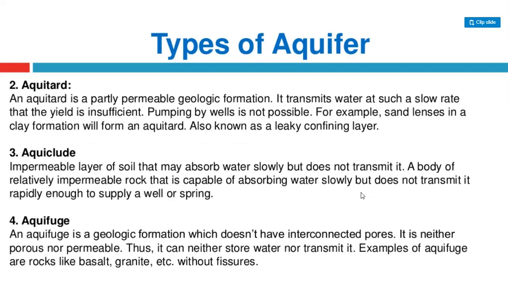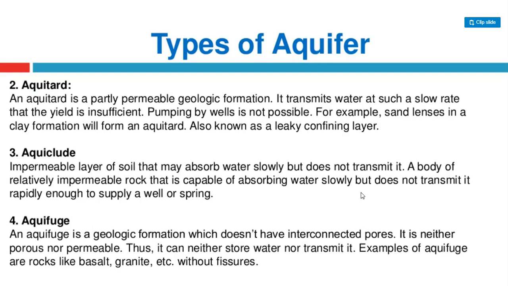Types of aquitard. An aquitard is a partly permeable geologic formation. It transmits water at such a slow rate that the yield is insufficient. Pumping by wells is not possible. For example, sand lenses in a clay formation will form an aquitard, also known as a leaky confining layer.